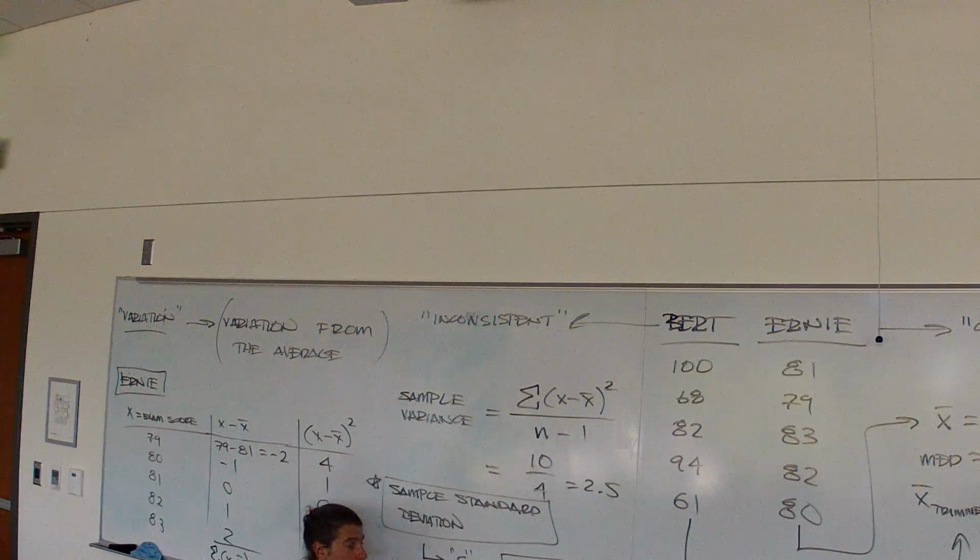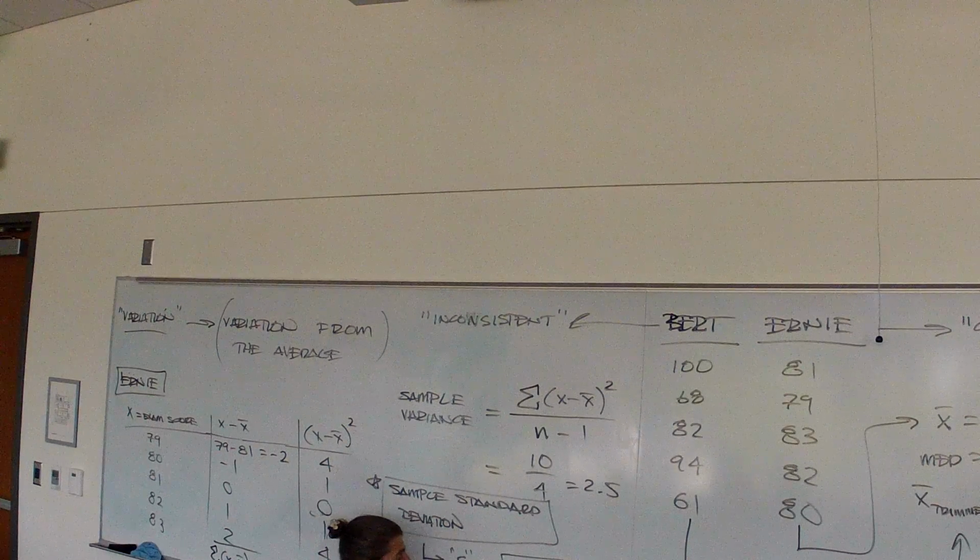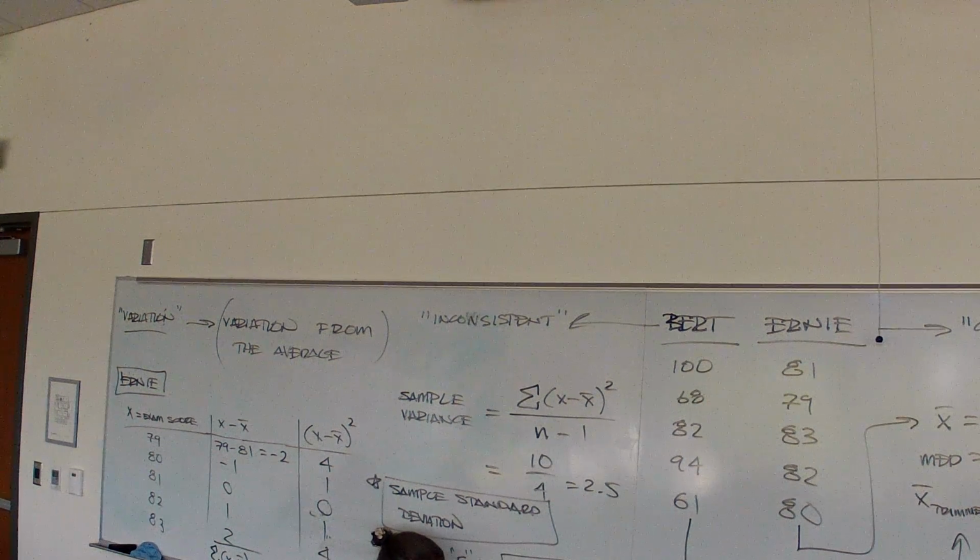So for our particular case, for Ernie, that sample standard deviation is the square root of 2.5 square points. That's a 2.5. And what is this? Is that like 1.5? 1.58. I'm going to go ahead and call that 1.6 if you don't mind, just to give it one decimal.